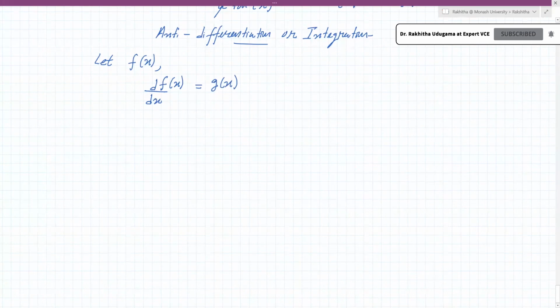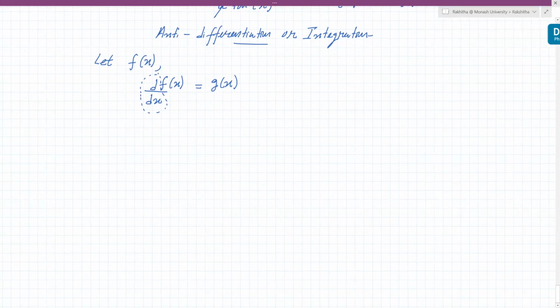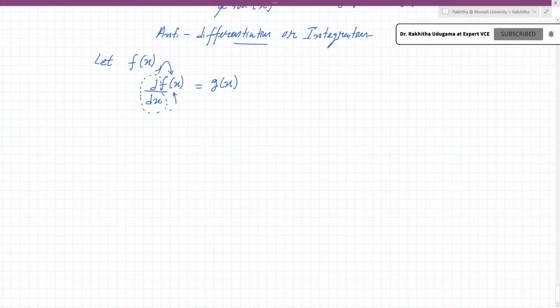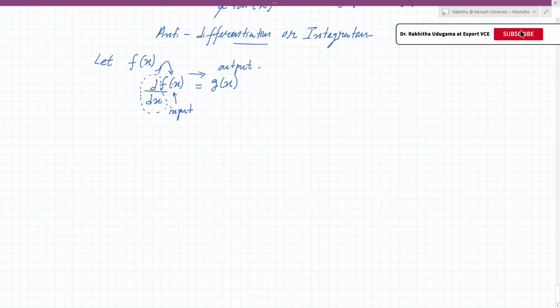Now, what is happening here? We call this a differential operator. You know that. The differential operator is acting on the f(x) function. This is your input. The differential operator acting on the f(x) function gives you the output. So this is your output. This is differentiation. Now f(x) becomes g(x). g(x) is a different function.